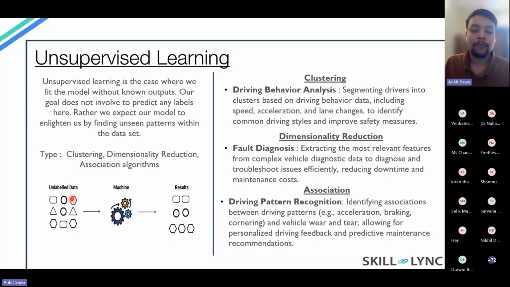So far we have covered supervised learning, classification and regression, and unsupervised learning, where we are talking about clustering, dimensionality reduction, and association algorithms. In supervised learning, we talked about labeled data, and in unsupervised learning, we are talking about unlabeled data.